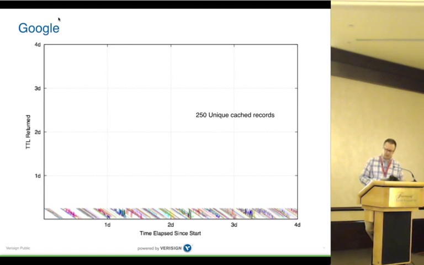And lastly, this is what Google Public DNS looked like. There were actually 250 unique records, and they do something very different. Rather than the TTL being returned with the original value of 10 days, it's clamped down to something like 6 hours down here. And you can see some interesting patterns here. They start off lined up a little bit, and over time they spread out.